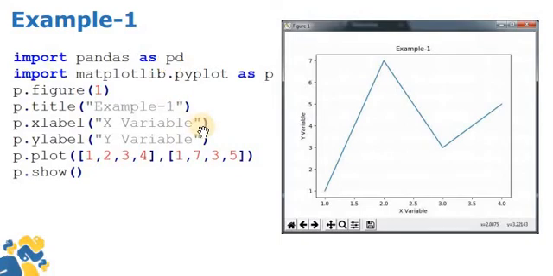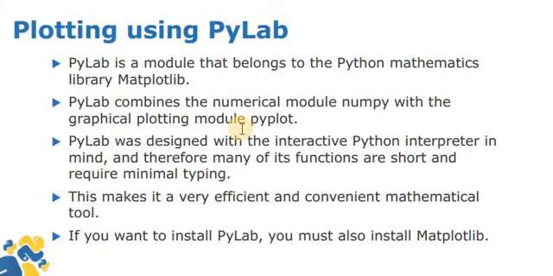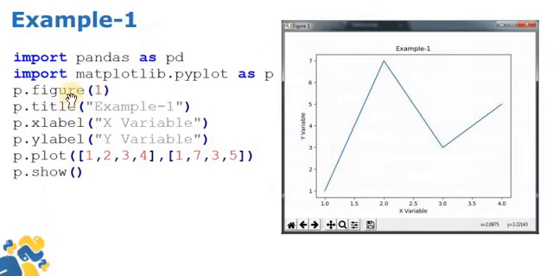In the same way for matplotlib, whatever functions and methods are available in matplotlib, all the Python mathematics is available in it. So here we make an alias like import matplotlib.pyplot. We are using pyplot from matplotlib, but here I am giving the alias as p.